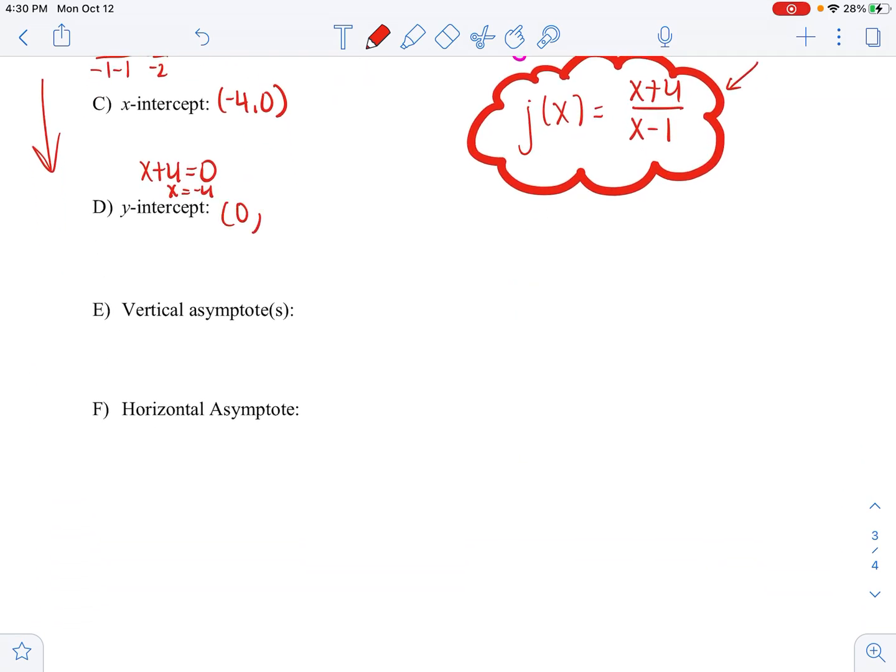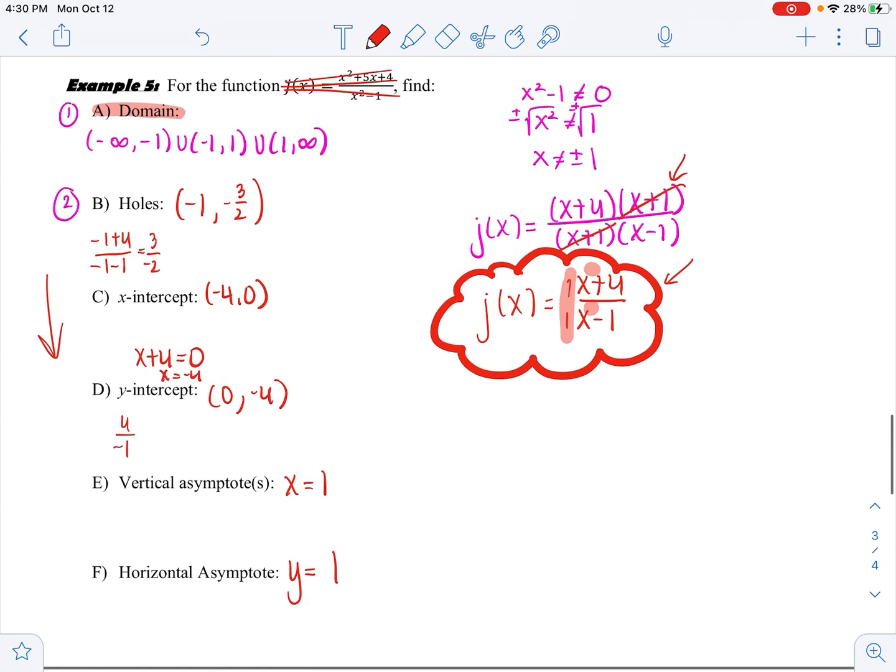Y-intercept, plug in 0 for x and see what you get for y. So I get 4 over -1, which is -4. Vertical asymptote, set the denominator equal to 0 and solve. I get x equals 1. Horizontal asymptotes, compare the degrees. They are the same, so it's a ratio of the leading coefficients. The coefficients are 1 and 1. So y equals 1 over 1, which is just 1.